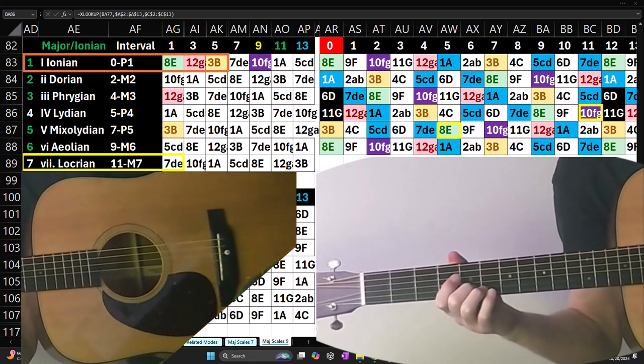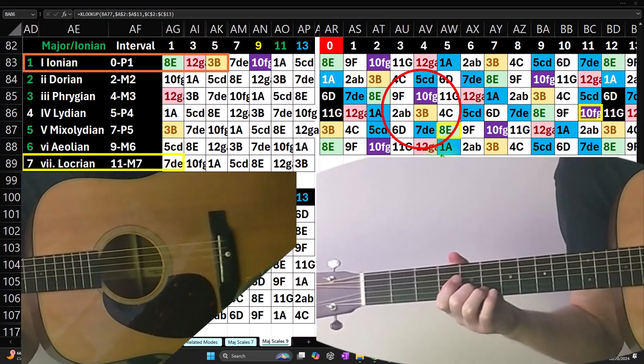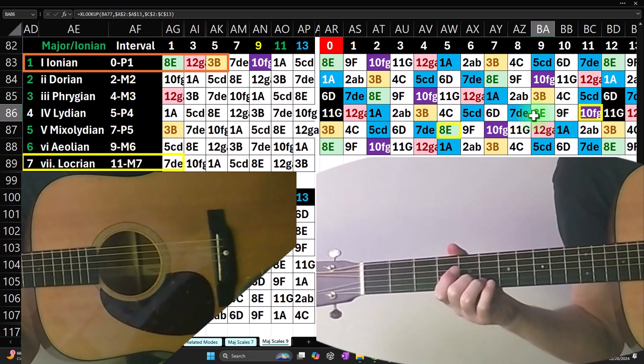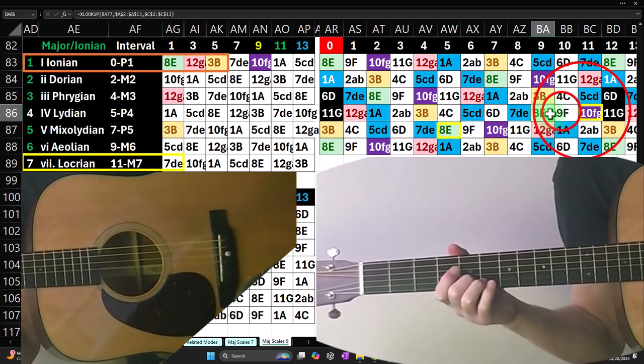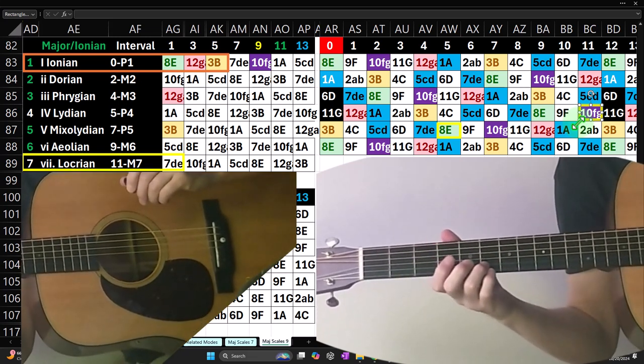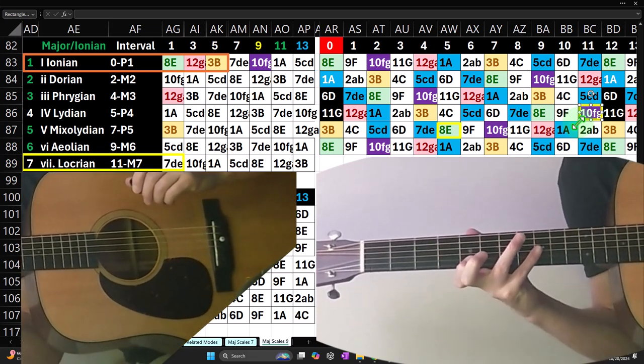But let's see. So what happened here? It's going to be negative 5, 4, 3, 2, 1, 0. And then it goes around the horn again, 12, 10. So that's why it makes sense. Okay, so then, but I can't reach it anyways, is the point.